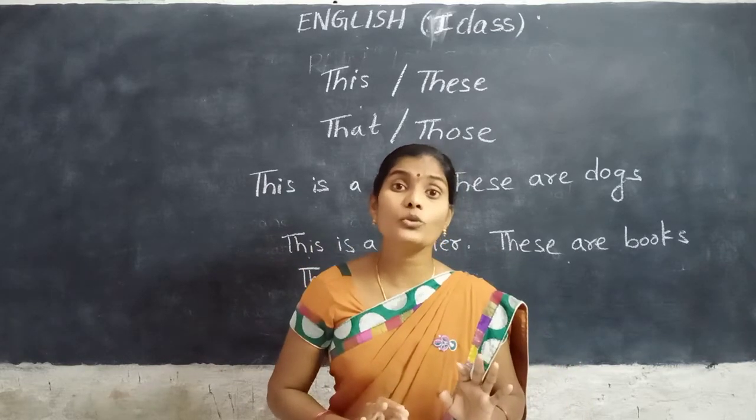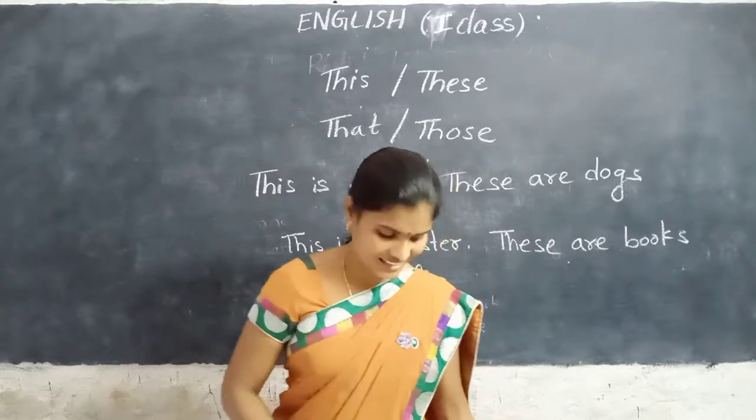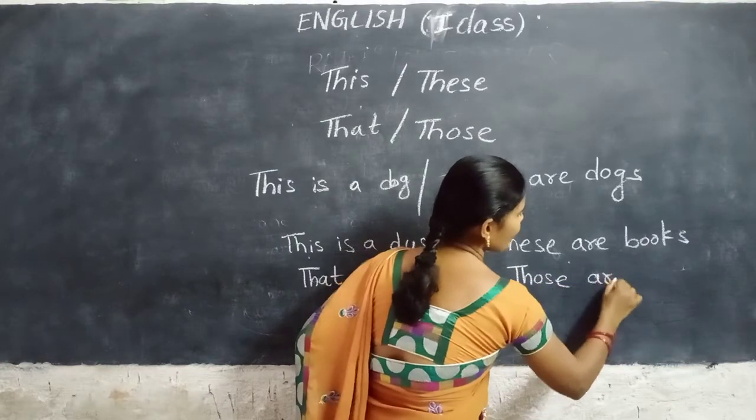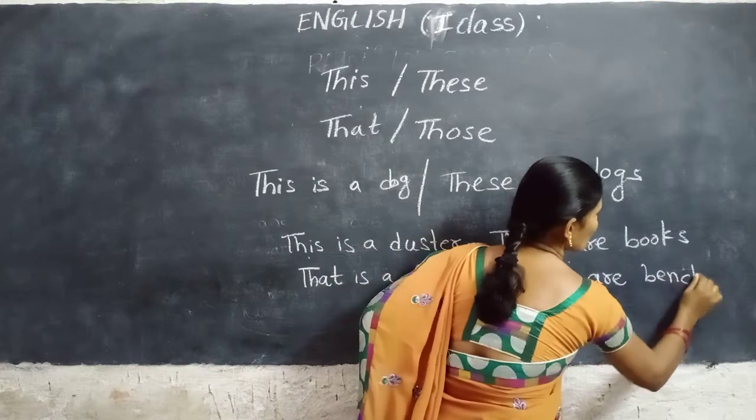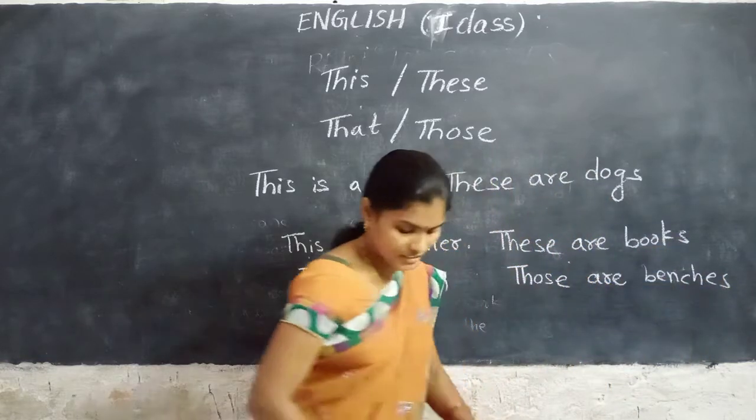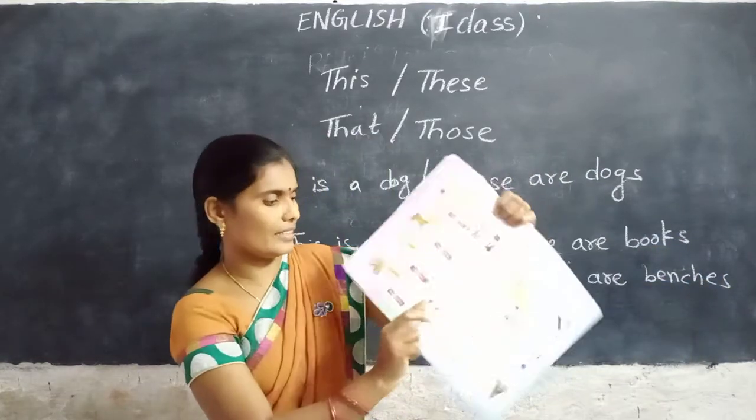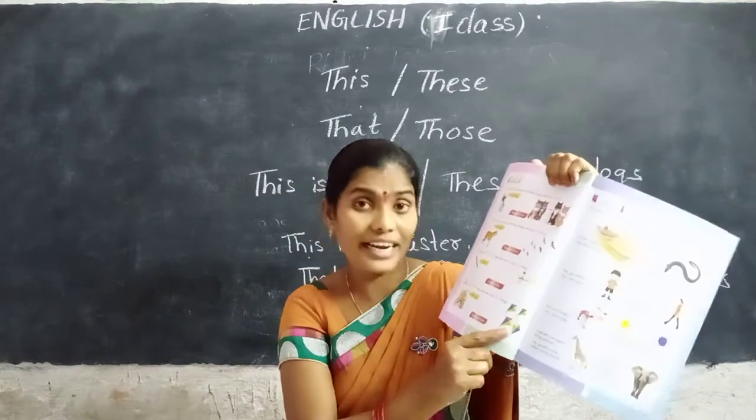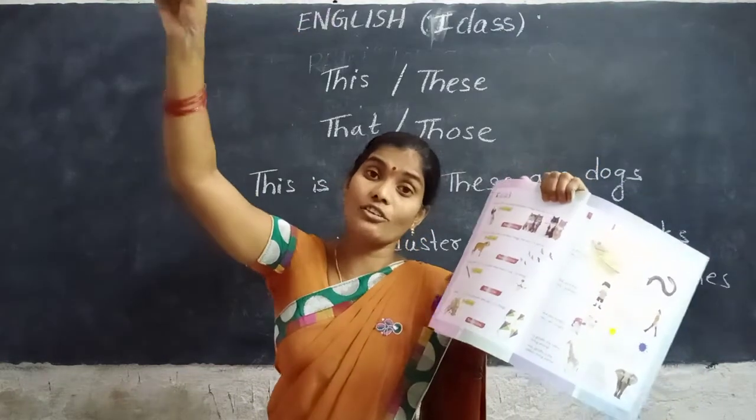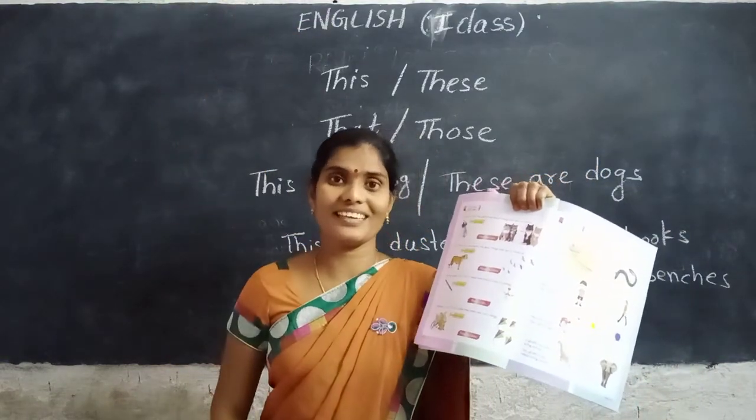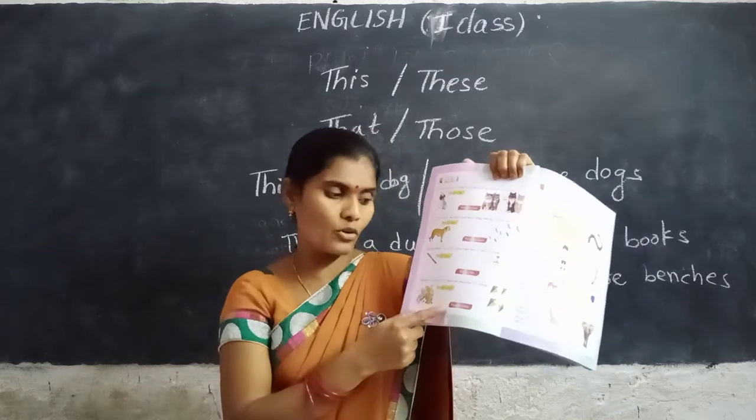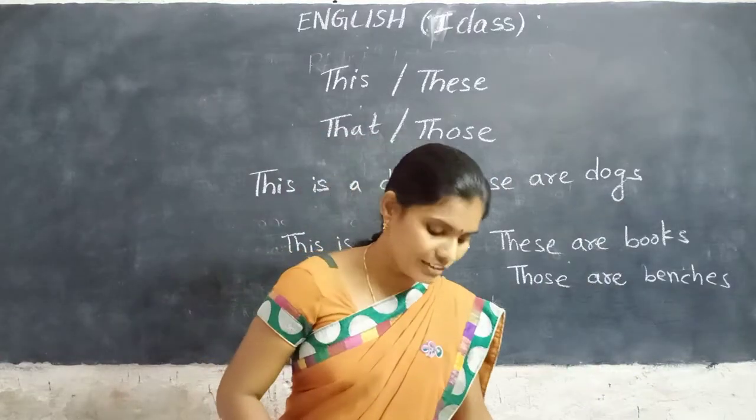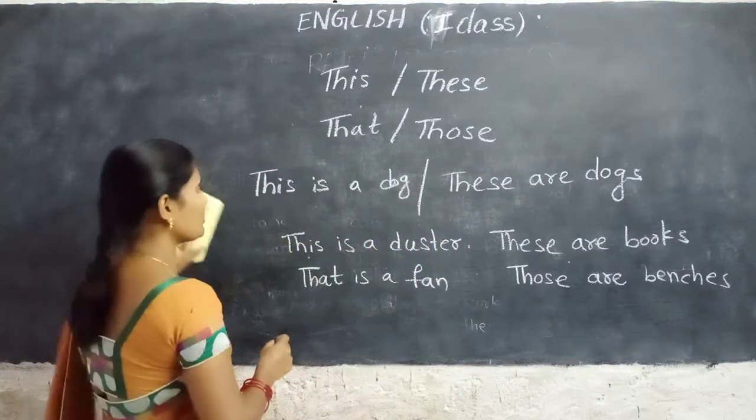Those are benches. Those are benches. Here, these are toys because they are near. Next, kites are far away. Kites paina gaalilo egurtuntai, sky daggara. So duram unnai kada, appudu emannamu, those are kites. Okay, next, already ivanni meeru mee UKG class lo nerchukunnaru.